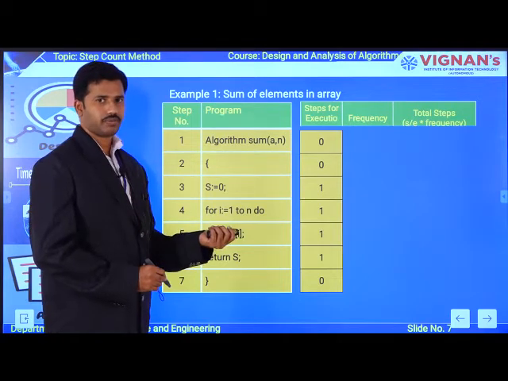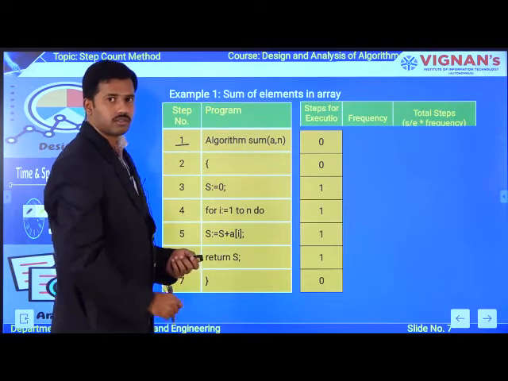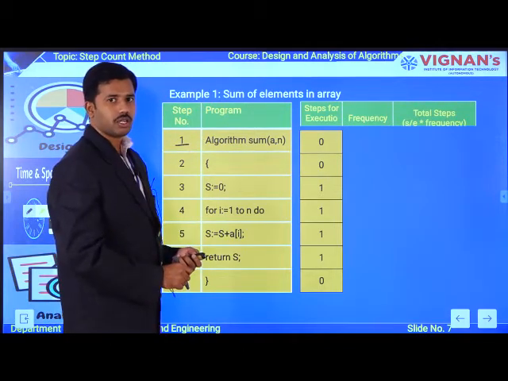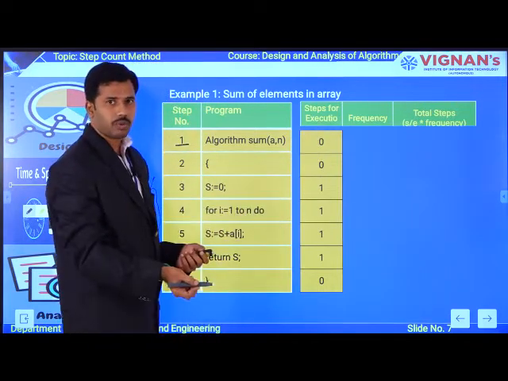Now coming to the second parameter, frequency, let us see how to update it. What about step number 1? Is it executable or non-executable? Non-executable. So if it is non-executable, then ultimately the frequency also becomes 0.